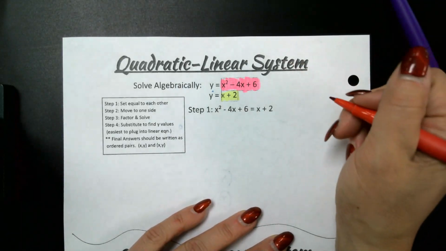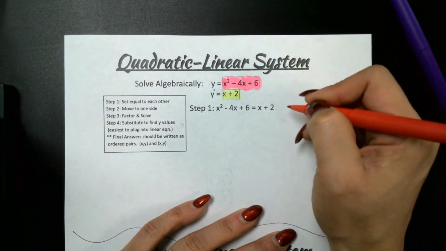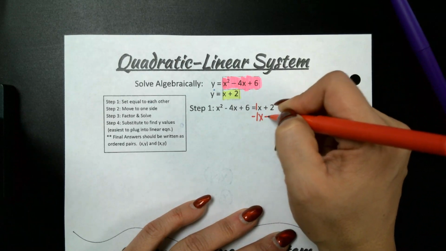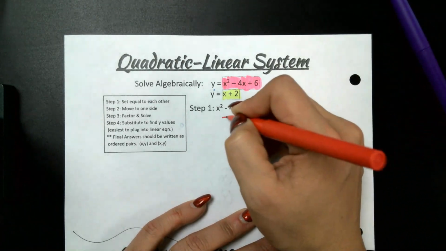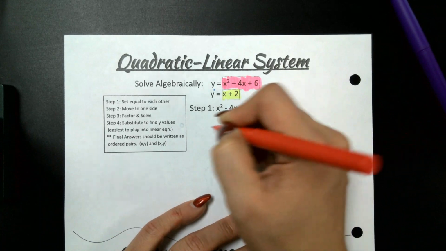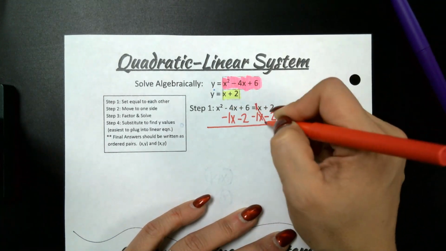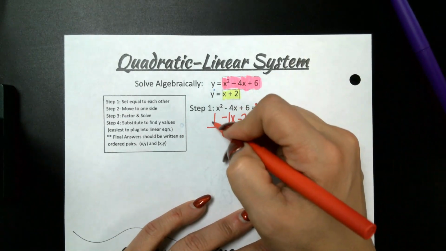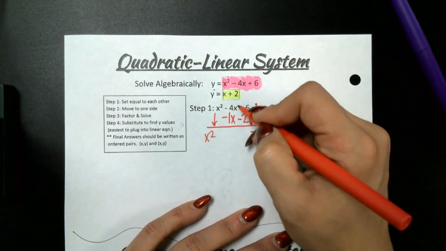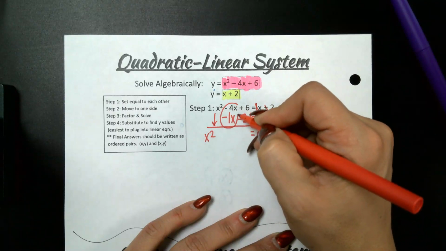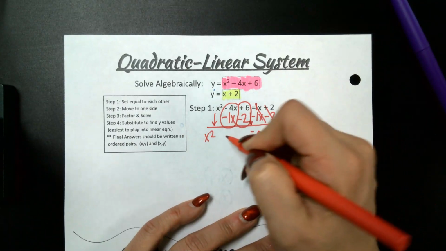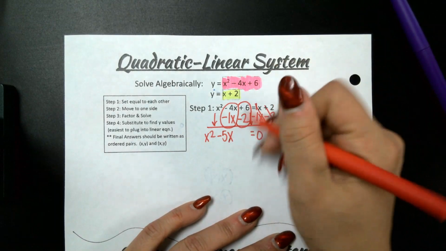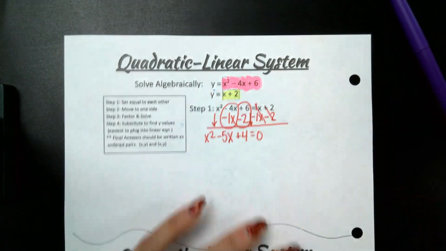What do I move? Yep, so I'm subtracting the 1x and the 2 from both sides. Bringing x squared down. What's a -4 minus 1? -5x. And what is 6 minus 2? +4.